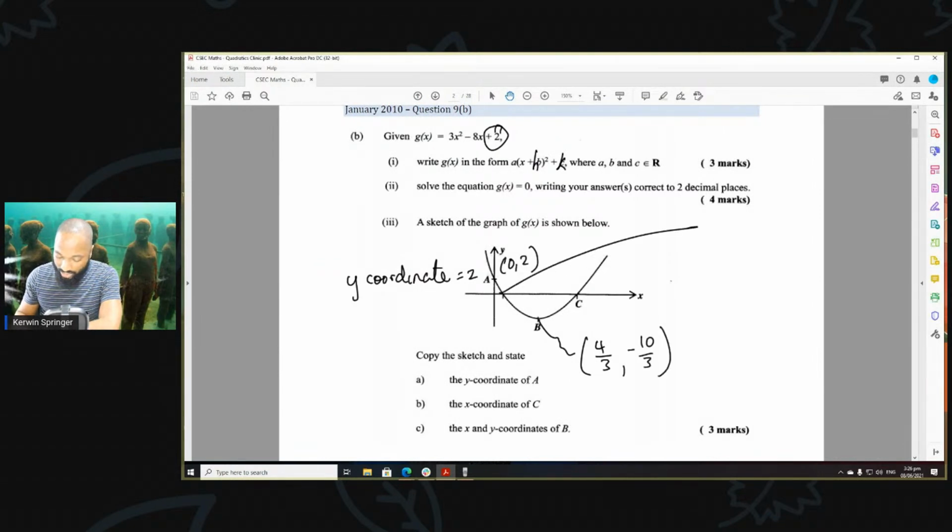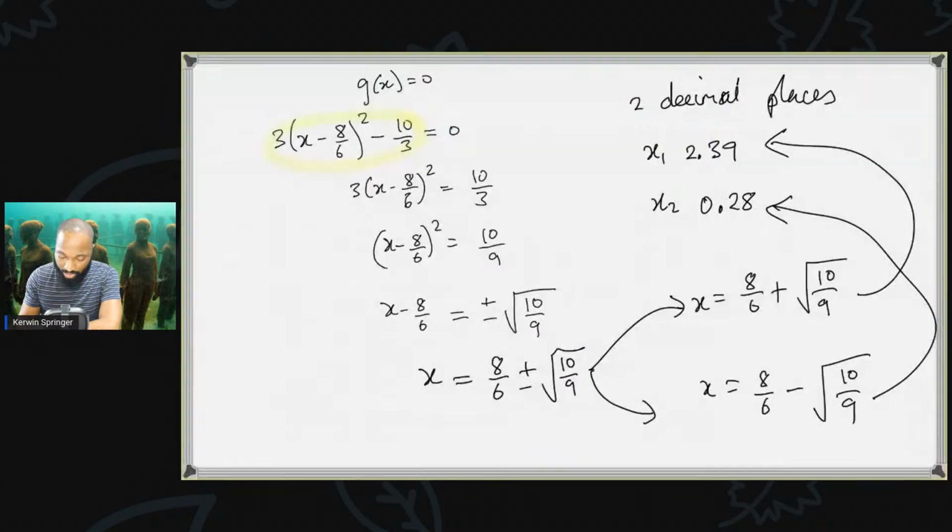And the roots, we just found the roots. And all they want is the x coordinate of C. So they just want this one. The x coordinate here will be the bigger root. We found that. The bigger root. You all remember that? Look at here. 2.39.